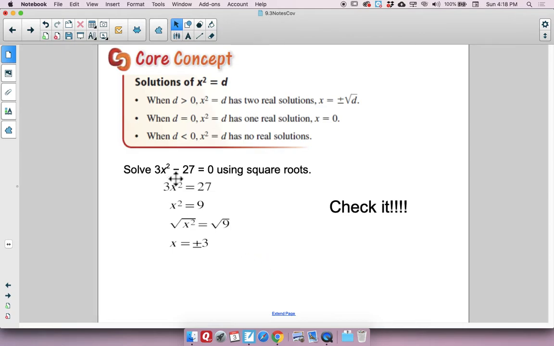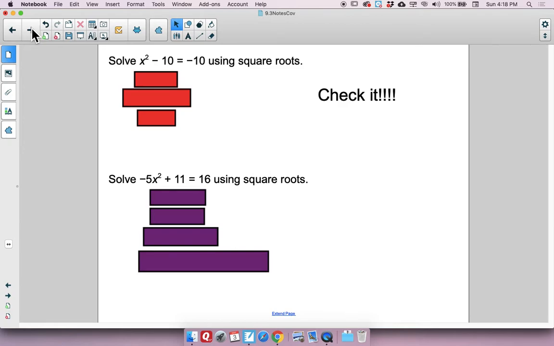Check our answers. 3 or negative 3, when I plug it in, I'm going to use parentheses. Either way, when I square it, I get 9. Times 3 is 27. Minus 27 equals 0. Check, check. Simple as that. Okay, try this one.